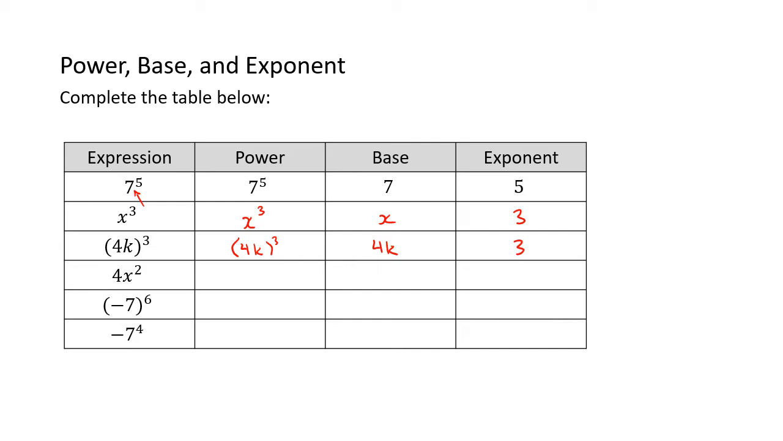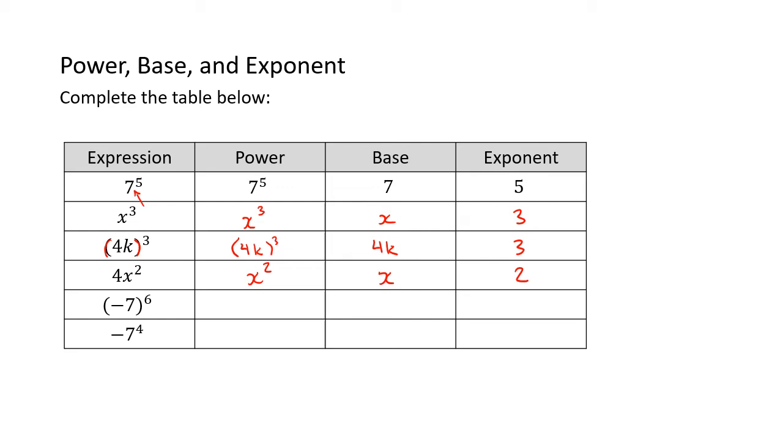In the next example, we have 4x squared. The power here is not 4x squared. You see how this is all in brackets? That means that entire term is raised to that exponent. If the brackets aren't there, then that's not the case. So for this example of 4x squared, the power is simply x squared. And then that is being multiplied by 4. If this was all in brackets, then the power would be 4x squared, but it's not. That's a very important distinction. So the power here is simply x squared. The base is then x, and the exponent is 2.